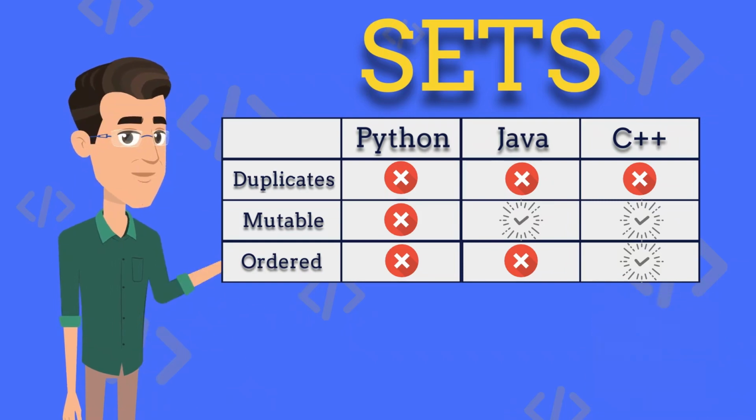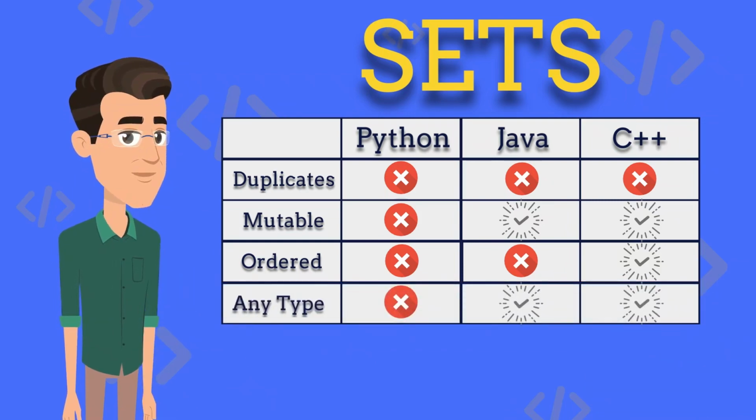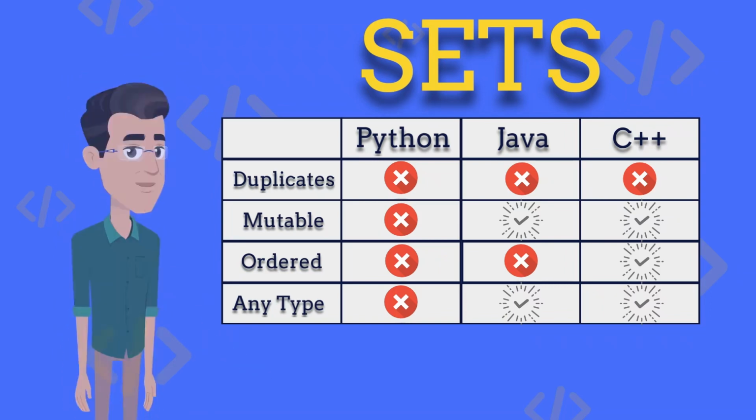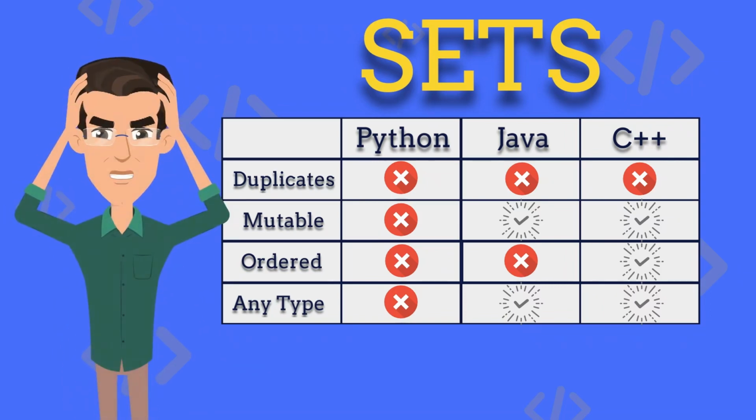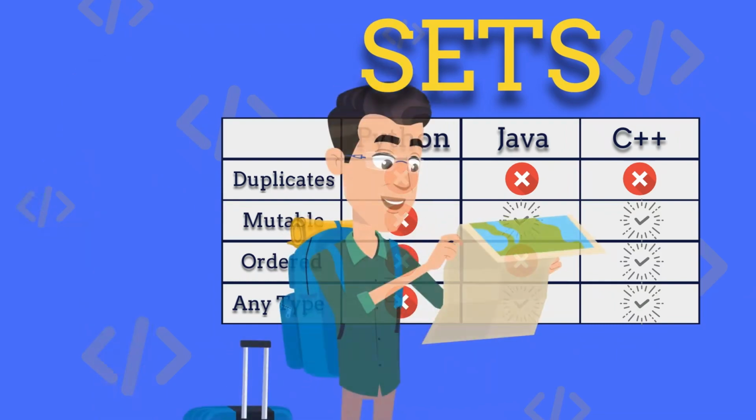In C++ and Java, but not in Python, you have to declare the single type for all the elements the collection will store. I know all these details can be confusing, but don't worry, I'm here to guide you all.